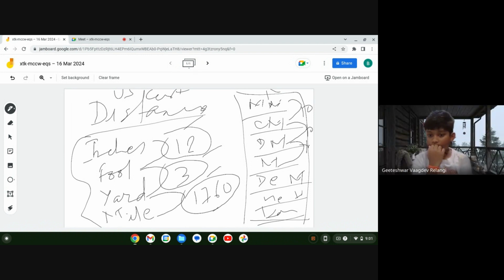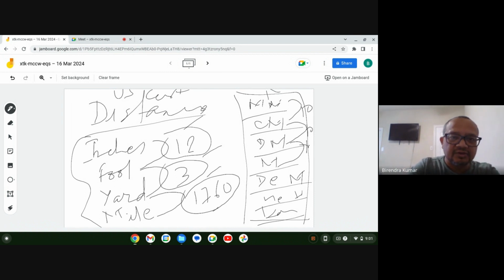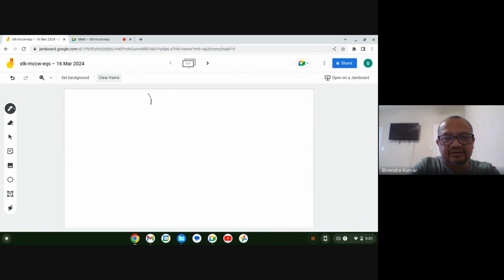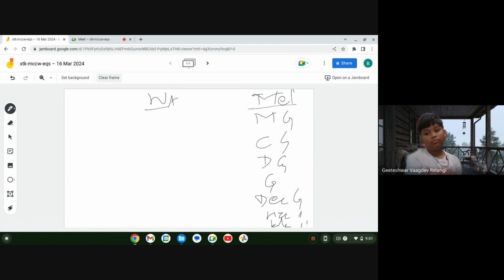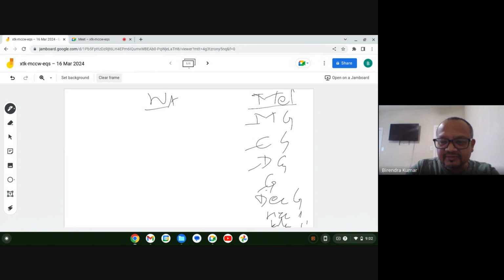No questions? Okay. Now, let's go to weight and see what we have in the metric system. Milligram, centigram, decigram, gram, decagram, hectogram, kilogram. Instead of meter, you have gram here. And everything is again multiplied by 10. 10 milligram makes 1 centigram, 10 centigram makes 1 decigram, 10 decigram makes 1 gram, 10 gram makes 1 decagram, 10 decagram makes 1 hectogram, 10 hectogram makes 1 kilogram.